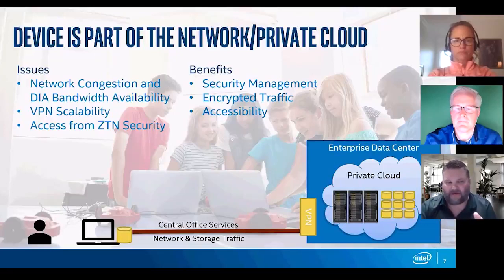We could see things like network congestion creep up, that VPN scalability I was talking about. And then what does all this traffic look like coming from a zero trust network? What do we need to be concerned about with that? Some of the benefits, though, is this is an extension of our internal network. So the security management and traffic encryption that we've been leveraging for a while on the internal network is now extended to some of these VPN clients. If we're VPNing in, we have accessibility to all of the services internally that we may need.